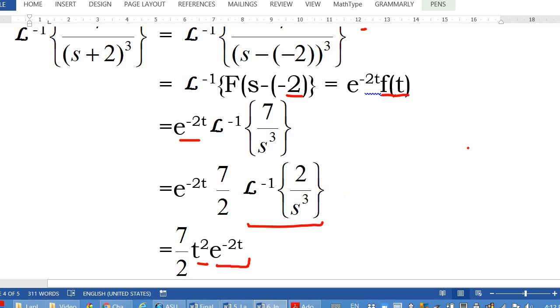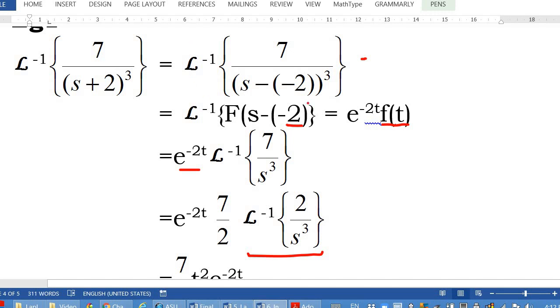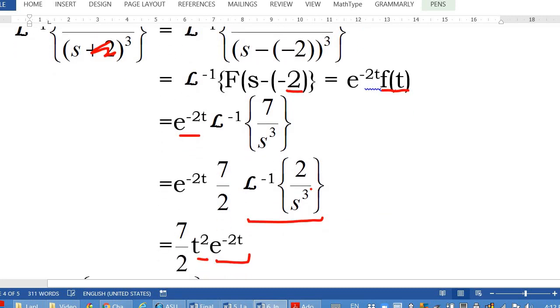We have e to the power negative 2t. To get f(t), take the inverse Laplace of your F(s). For s plus 2, you just take back s, so 7 over s cubed. When you see s cubed, the numerator must have 2, so that you get t squared. The 7 is factored outside of the inverse Laplace symbol. You multiply by 2, you divide by 2. That's why your total answer is 7 over 2 e to the power negative 2t times t squared.